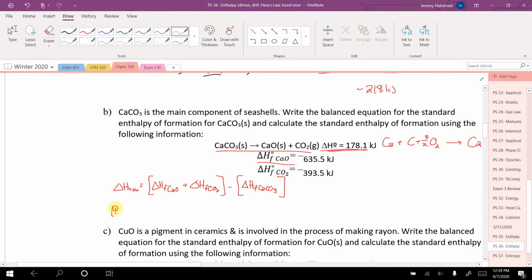So we get CaO is negative 635.5 kilojoules plus negative 393.5 kilojoules minus delta H of formation of CaCO3. Okay, so now I can just solve there.